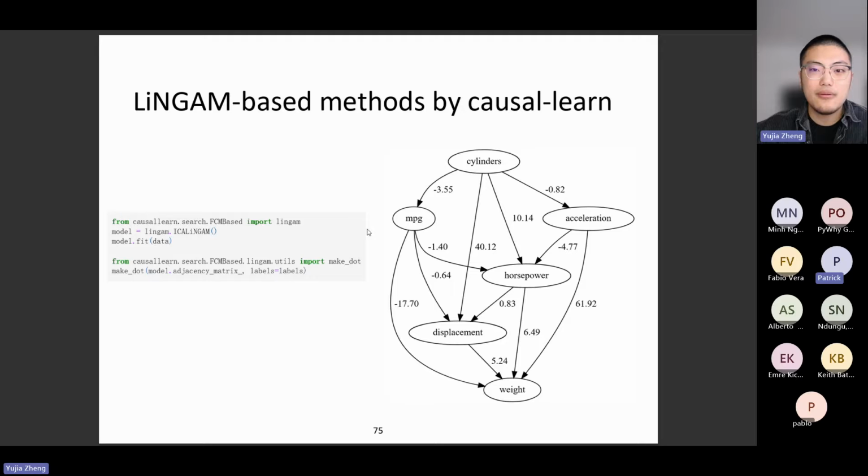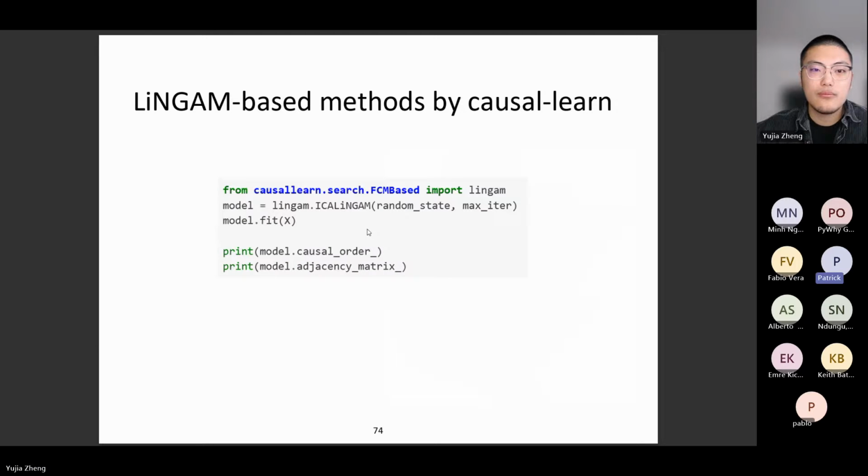Hey, a quick question regarding LiNGAM. There's also a lingam package developed by the research group of Shohei, right? Is there any difference, or do you use that package internally? Basically, there's no difference. The Shohei team just copied the code from their package into causal-learn, and the difference might be in some APIs, but the basic code is basically the same. Okay, got it. Thank you.